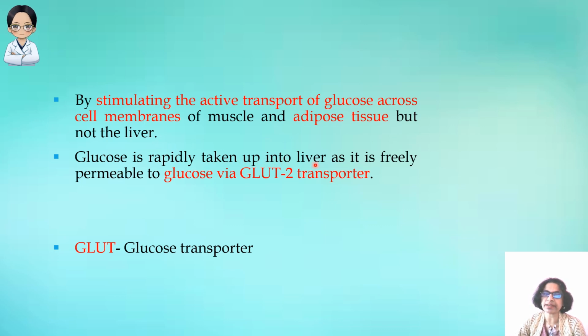Glucose is rapidly taken up into the liver as it is freely permeable to glucose through the glucose transporter. So whenever blood glucose level is increasing, the excess blood glucose enters the liver with the help of the GLUT transporter, that is known as the glucose transporter.